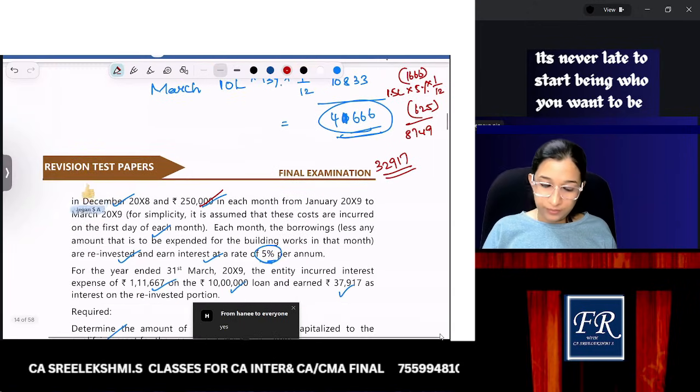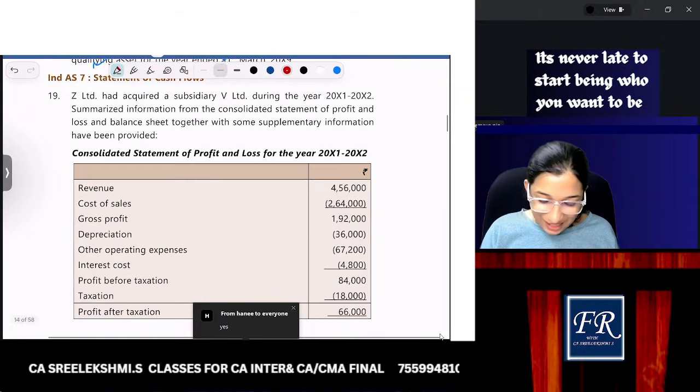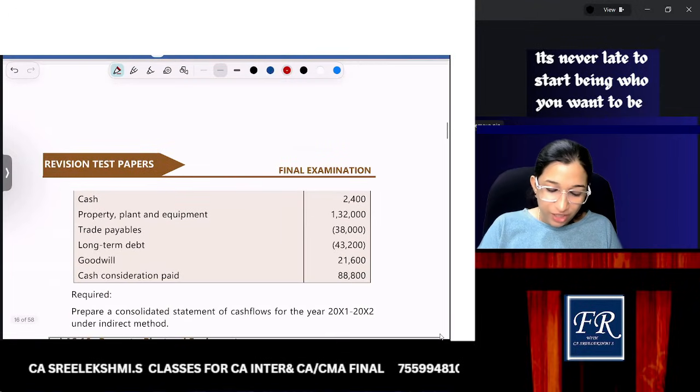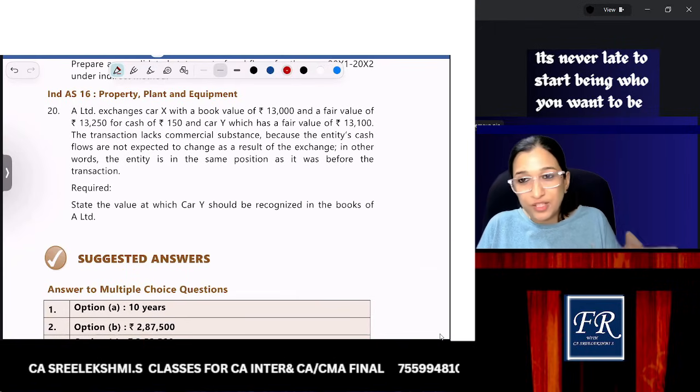Now 19 and 20. Two more questions we have. So first let me finish off this 20. Why finishing off 20? Because that is very easy. So let's finish off this 20 and then come to 19 and close.